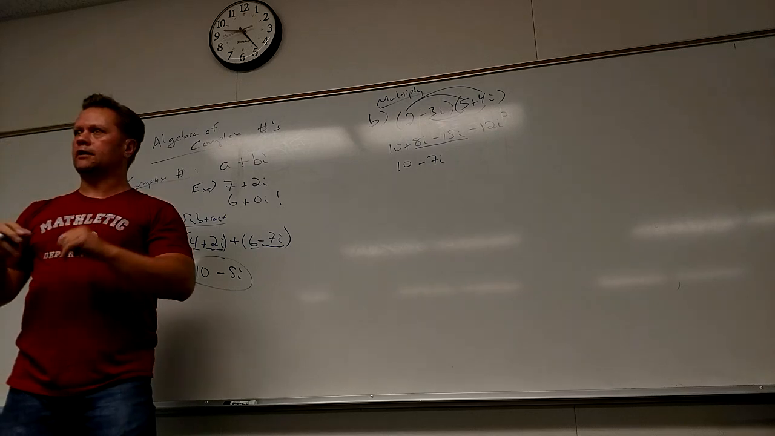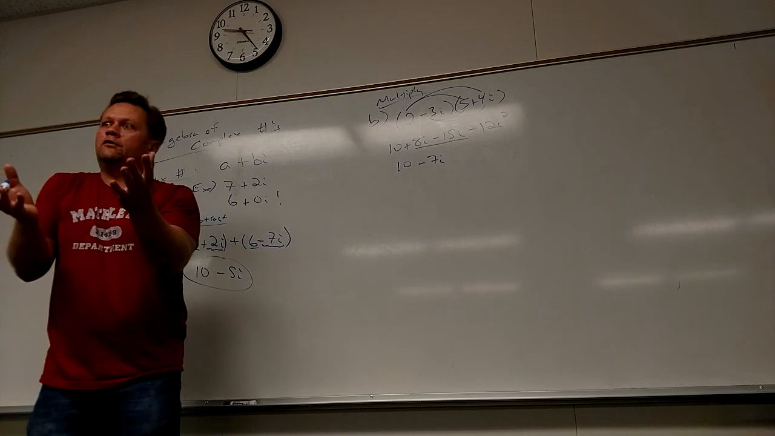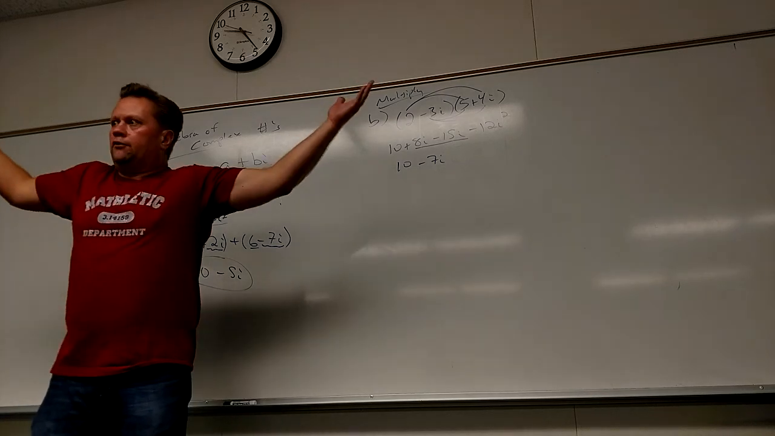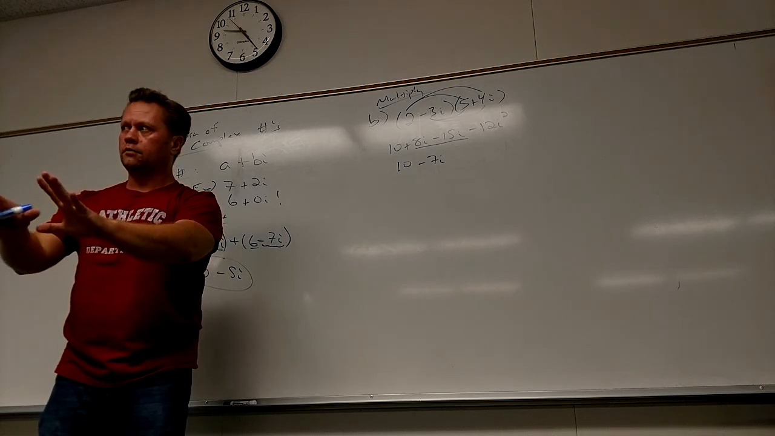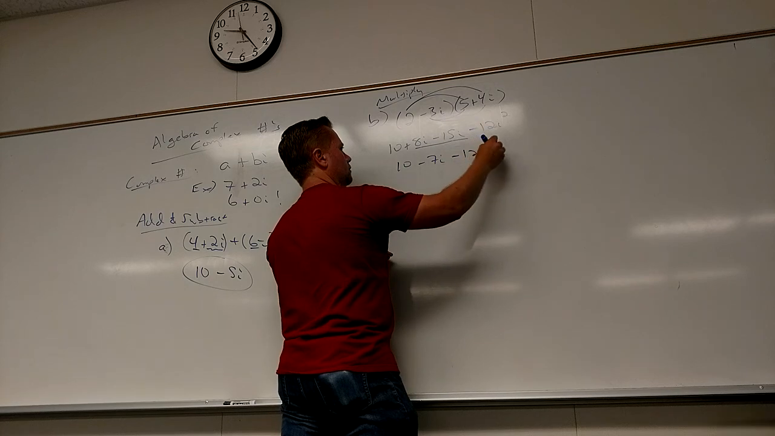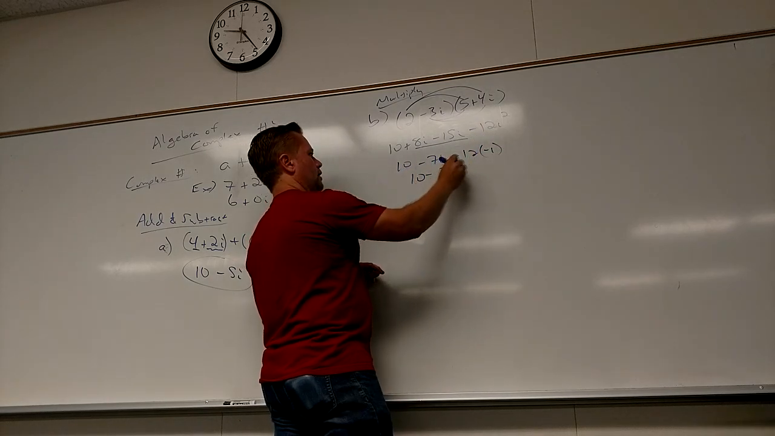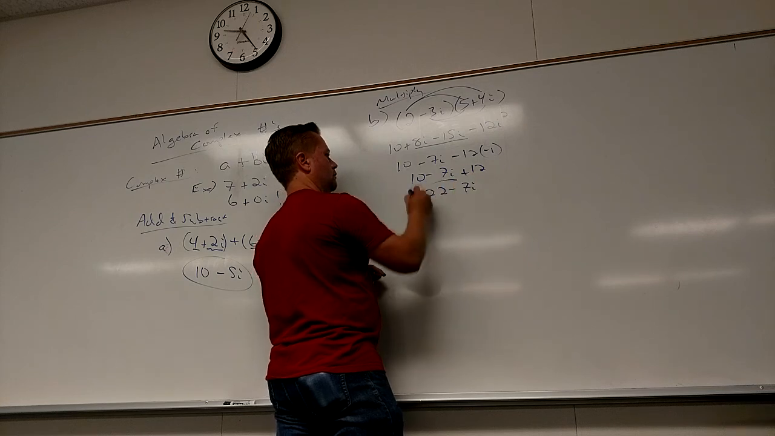Now some people decide to just replace i with negative 1. Why would I have to get negative 1 as a symbol? Negative 1 is just negative 1. The square root of negative 1 is i, so i squared is negative 1. Leave this alone. Minus 12 times negative 1. So you get 10 minus 7i plus 12, so I get 22 minus 7i.